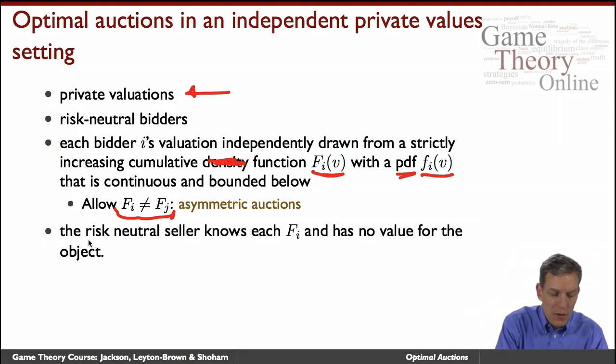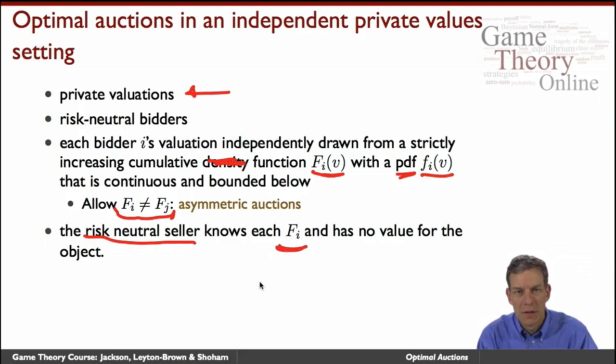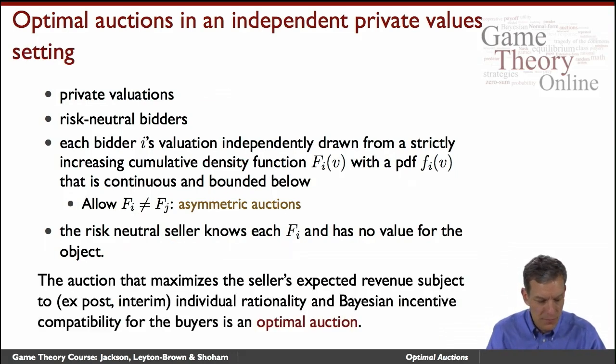And the important thing is that the risk-neutral seller here is going to know the distributions and has no value for the object. So zero value for the object, knows the distributions, but doesn't know the actual values, so has an idea of what range the values are and what the relative probabilities of different values are, but does not know the precise values.